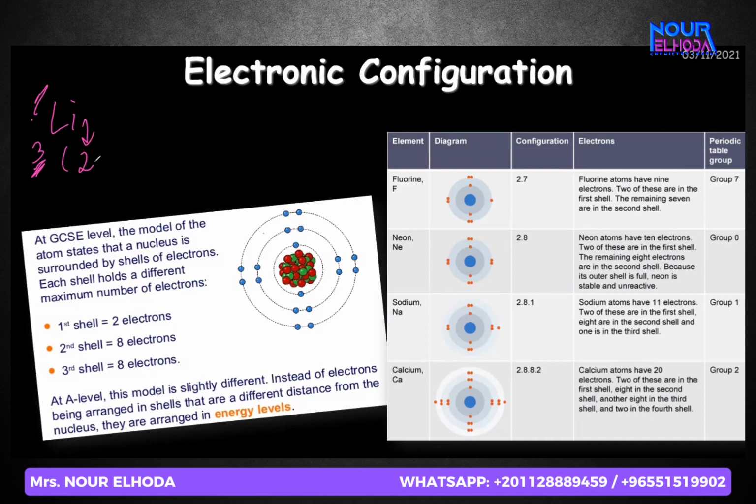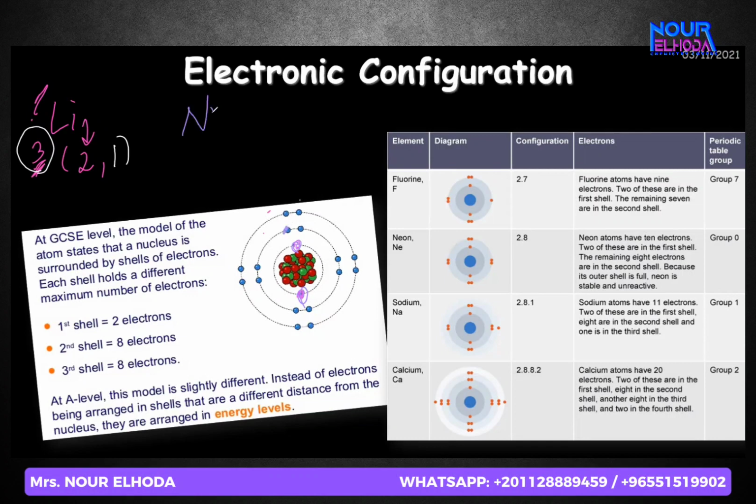The first shell cannot take more than 2. So the first shell, as you see, is filled by 2 electrons. It cannot take more than 2. Then the second shell: lithium has 3 electrons, I took 2, so how many electrons are still left? 1. That's true. So I will put 1. That's all. Imagine this is lithium: it has 2 electrons in the first shell and 1 in the second shell, and that's all.